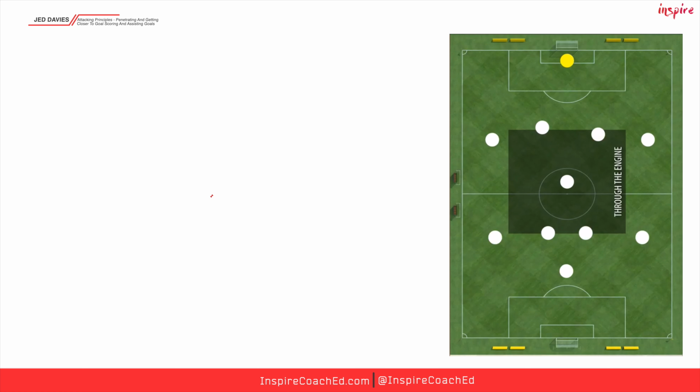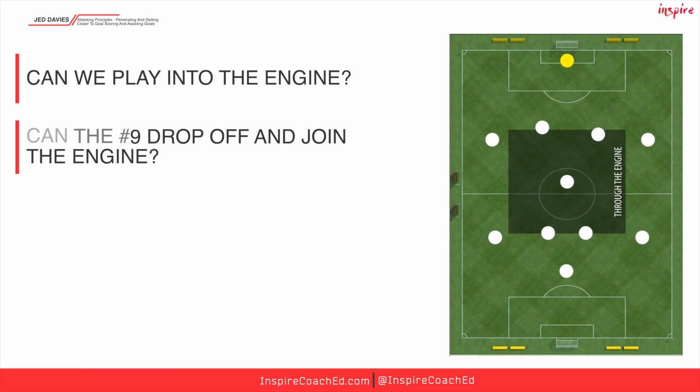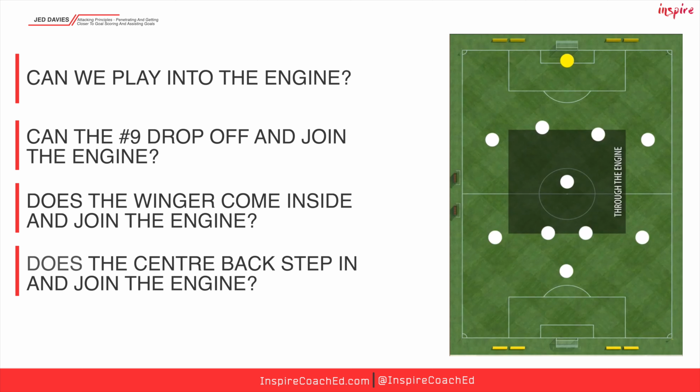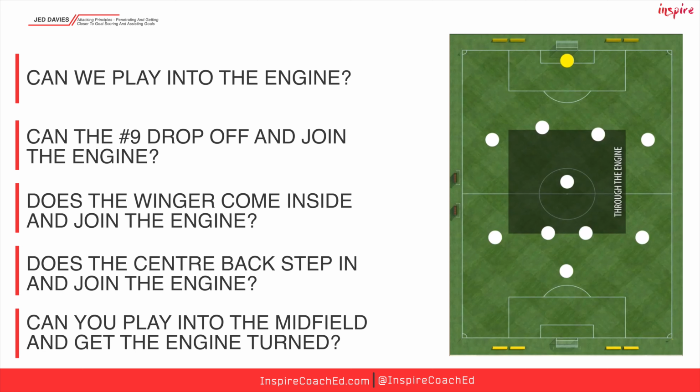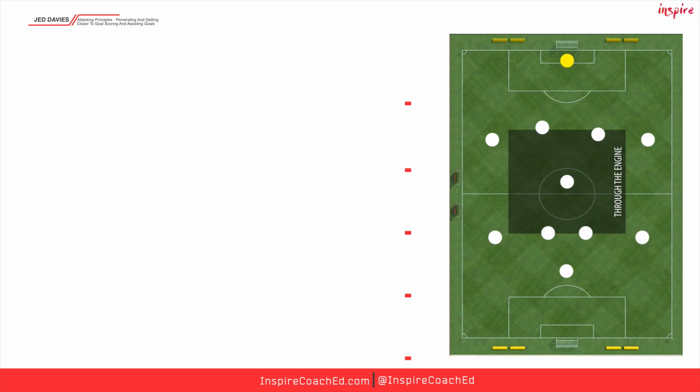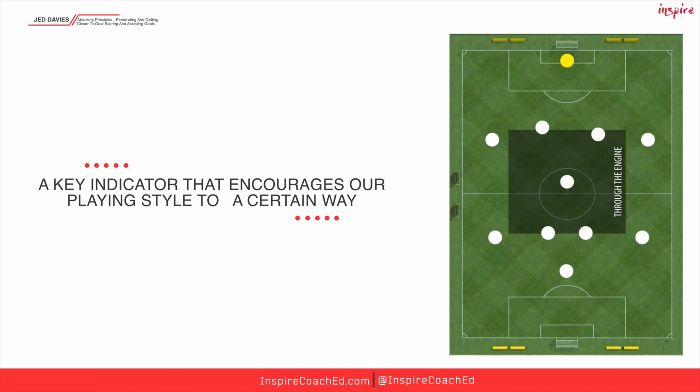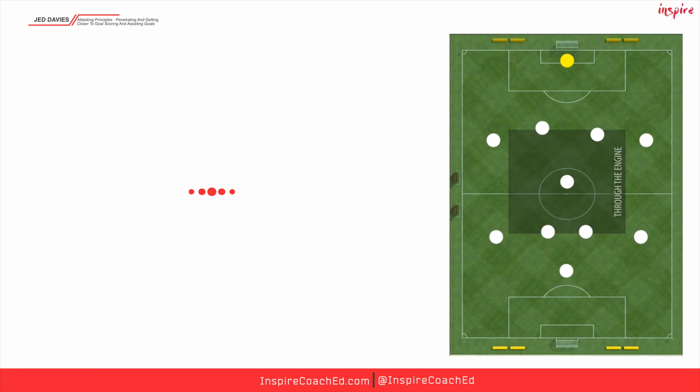The idea is that if you are in the space highlighted here, you are in the engine. Can we play into the engine? Can the 9 drop off and join the engine? Does the winger come inside and join the engine? Does the centre-back step in and join the engine? Can you just play into the midfield and get the engine turned? It's a really key indicator that encourages our playing style to look a certain way.